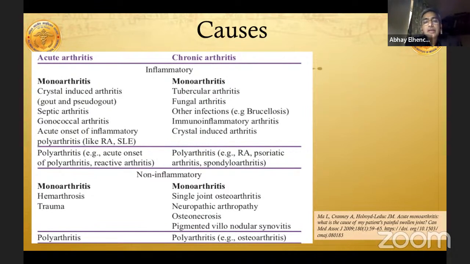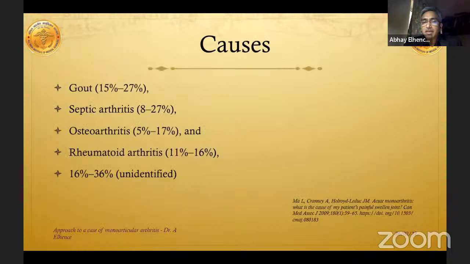On the other hand, there could also be non-inflammatory diseases which could present as a monoarthritis, and these could be hemarthrosis or trauma, single-joint osteoarthritis, neuropathic arthropathy and osteonecrosis. And not to miss out on one of the most important causes of monoarthritis, pigmented villonodular synovitis.